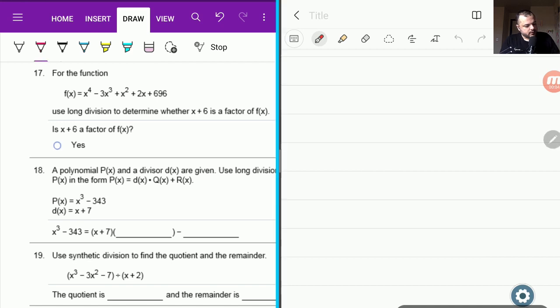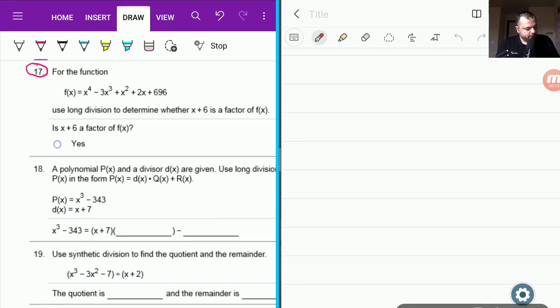Okay, for question 17, for the function f of x equals x to the power of 4 minus 3x to the power of 3 plus x squared plus 2x plus 696, use long division to determine whether x plus 6 is a factor of f of x. So to determine whether x plus 6 is a factor of f of x, we need to check the remainder. If the remainder is 0, then x plus 6 is a factor.